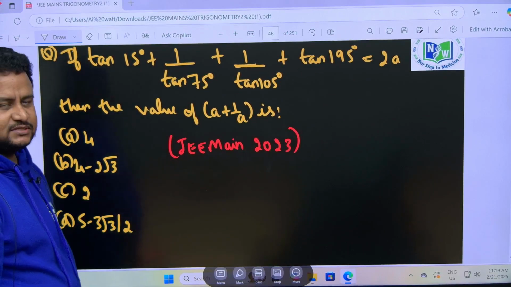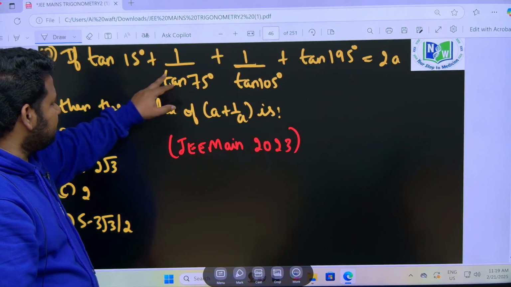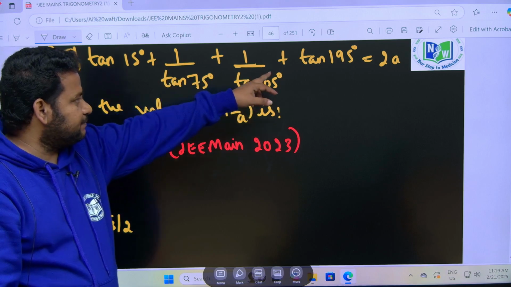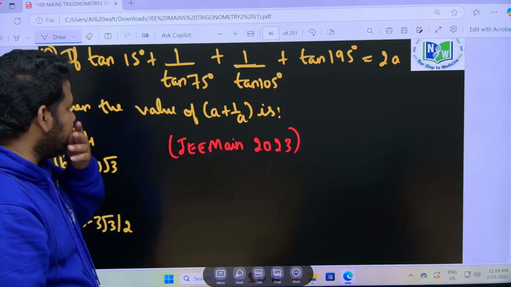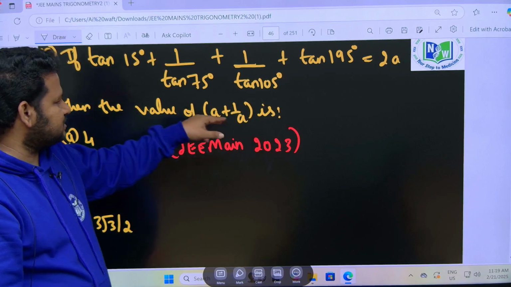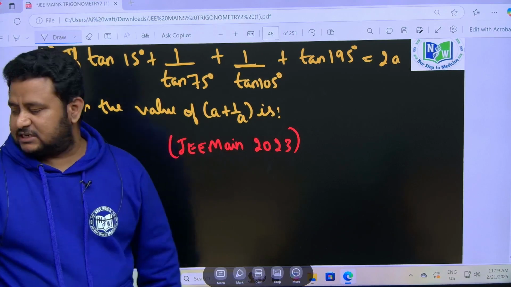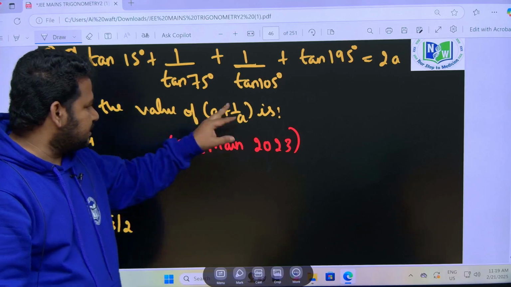Look at this question, friends. They have given tan 15 degree plus 1 by tan 75 plus tan 105 plus tan 195 is 2a. They are asking us to find the value of a plus 1 by a.